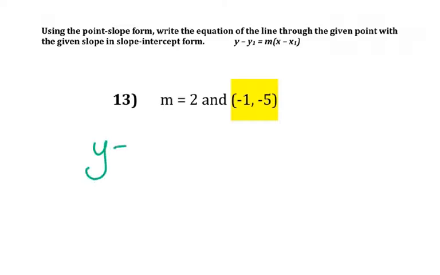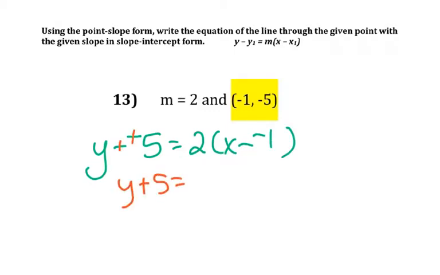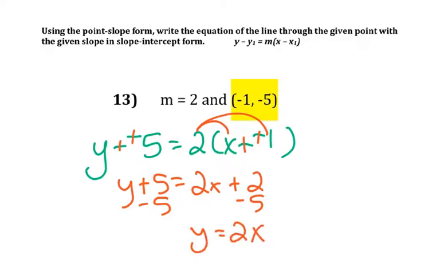Okay, you should have had y minus negative 5 equals 2 times x minus negative 1. That's going to be a y plus 5 equals 2x plus 2. Subtract 5, and so what this does, it gets it all into slope-intercept form. So with that, then I could graph my line. I know what the slope is, I know what the y-intercept is, so a lot of helpful information.